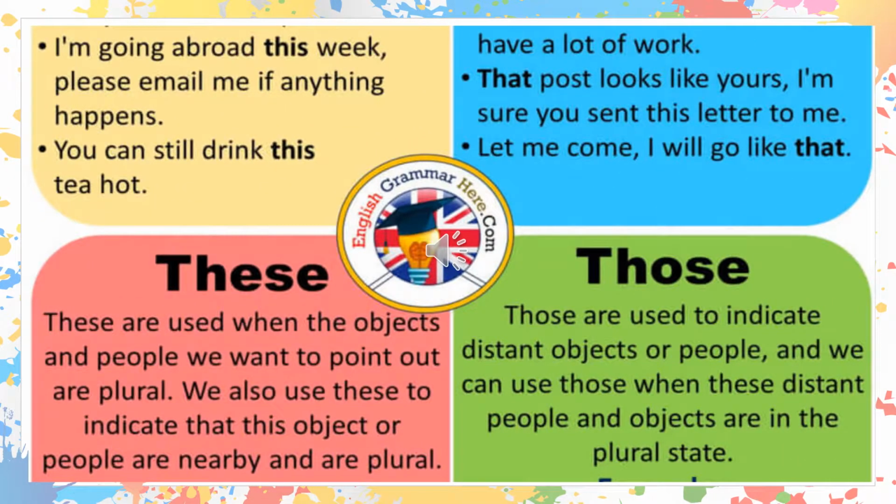Here are some examples of the usage of these and those, this and that. First, this. I'm going abroad this week. Please email me if anything happens. You can drink this tea hot. In both situations, things are near to us. The tea also, and we are talking about this week, meaning the current week.